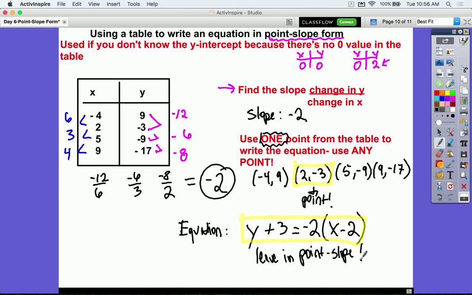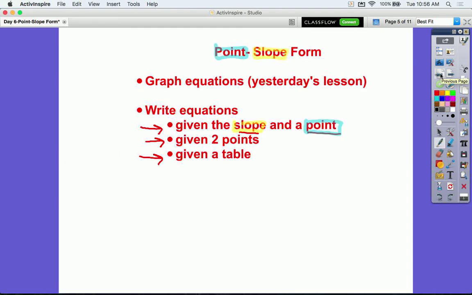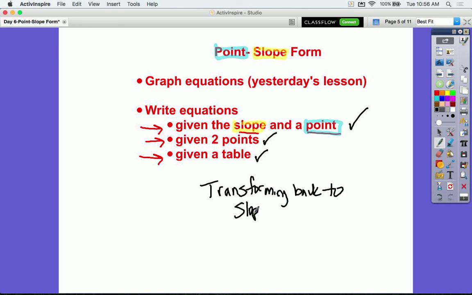All right, 3 different things. Let's kind of go back and make sure we are understanding, okay? 3 different things that we did today. You were able to write equations with the slope and a point. You're able to write equations if I give you 2 points. You're able to write an equation if I give a table. And now you're also able to do a whole lot of transforming back to slope-intercept.